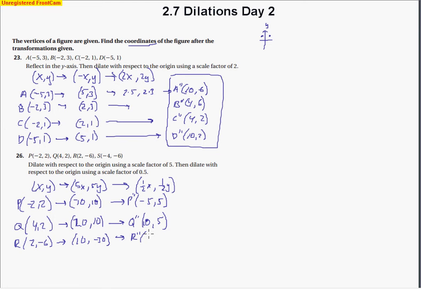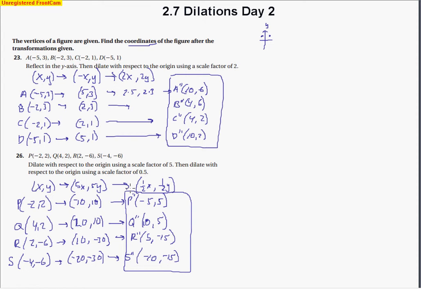And that's going to be 5 comma, and then take half that and makes negative 15. And the last one there, S, starts at negative 4, negative 6. And when I multiply those by 5, I get negative 20 comma negative 30. And then I have to take half those numbers. That gives me S double prime. So that's going to be negative 10, negative 15. So those are the solutions I'm looking for there.